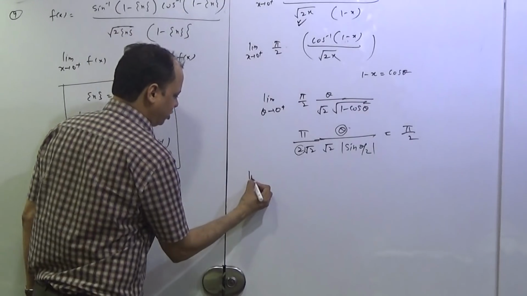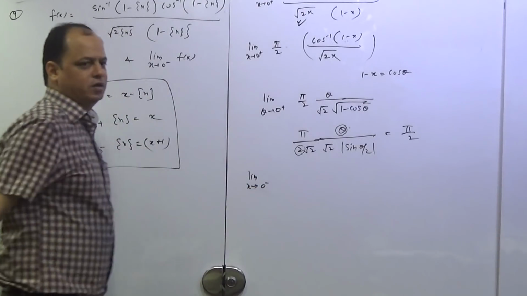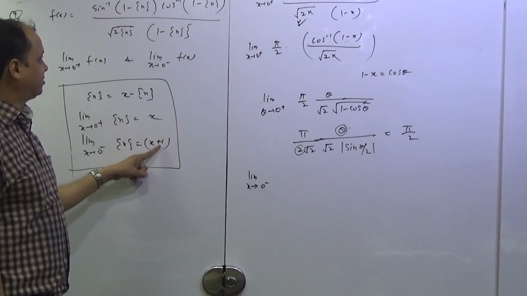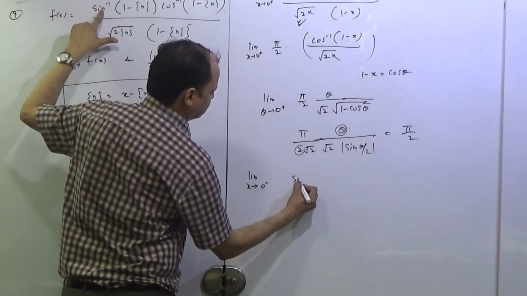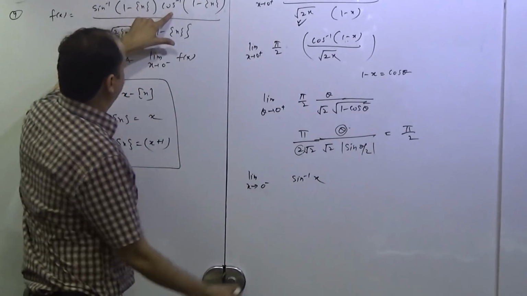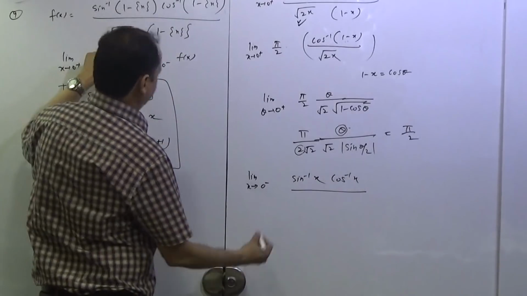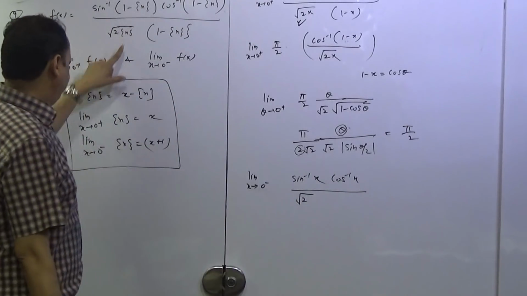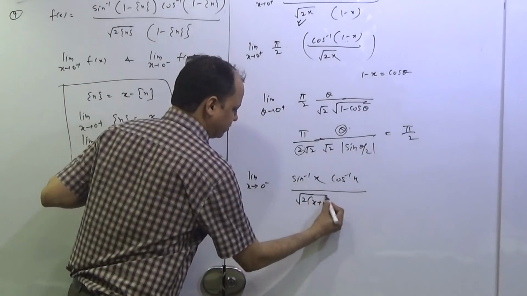What is the limit tending to 0 minus? We would like to skip some steps here. When the limit tends to 0 minus, the fractional part of x becomes x plus 1. So this becomes sin inverse of x into cos inverse of x upon root 2 into fractional part of x, which is x plus 1.